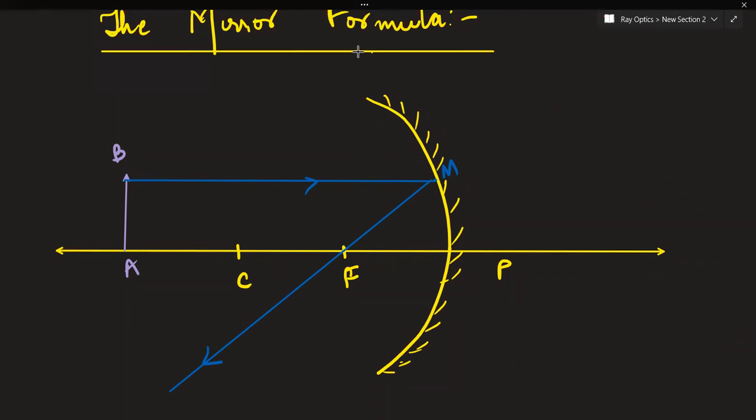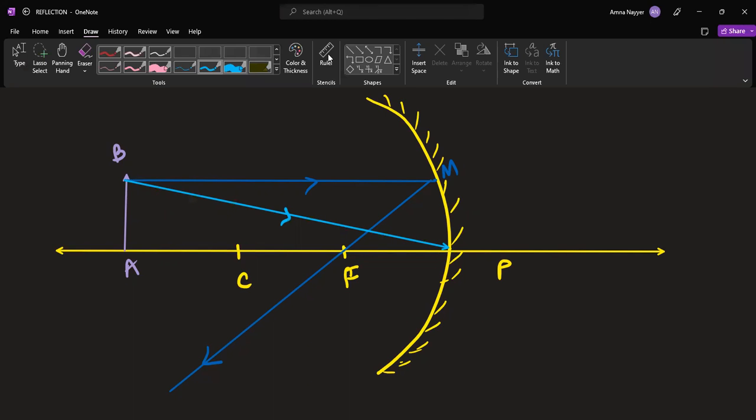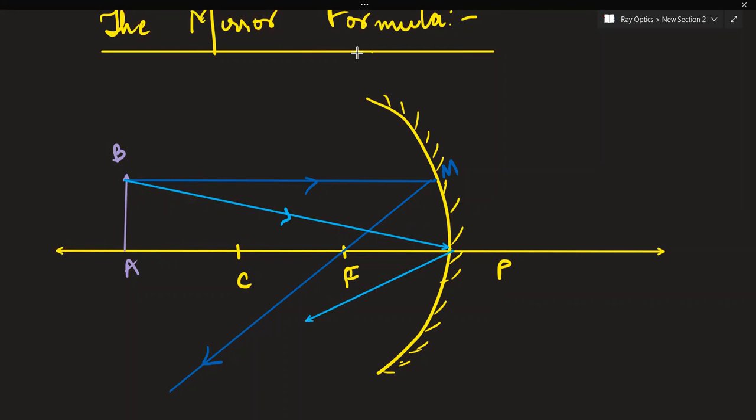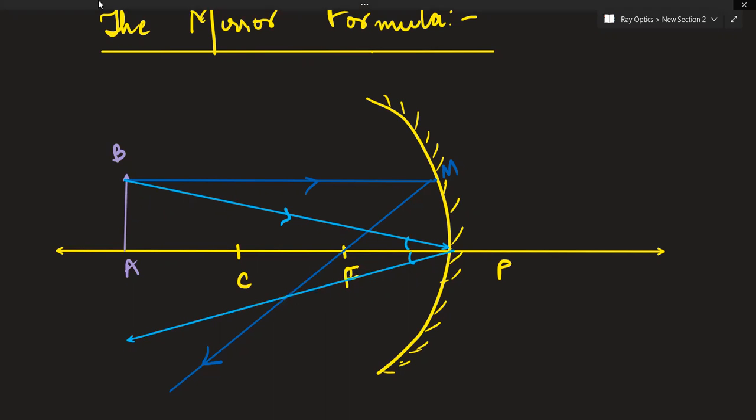Now what will happen? One ray has gone through this. Then, according to the laws of reflection, if the ray of light hits at the pole, it follows the laws of reflection, and exactly at the same angle it moves. So here the angle of incidence is equal to the angle of reflection. That also you have to keep in mind.